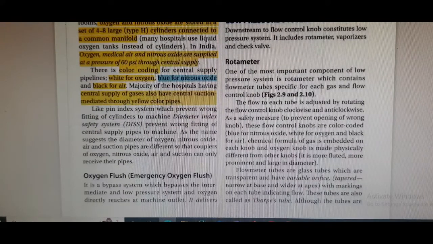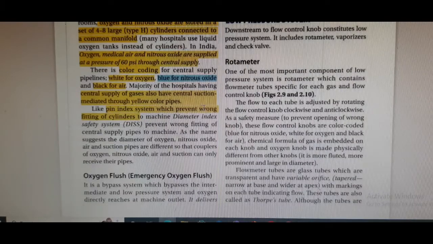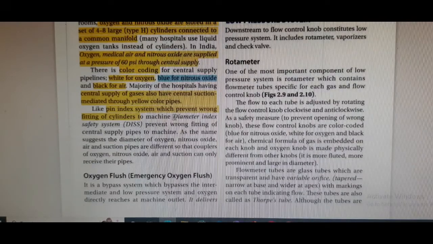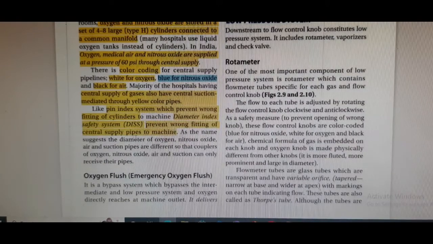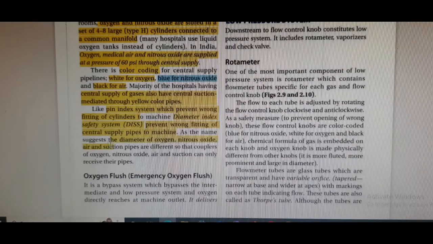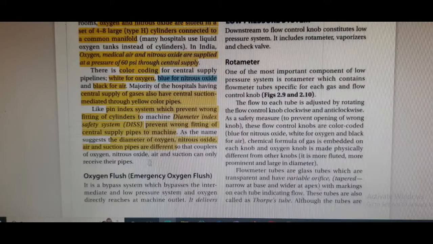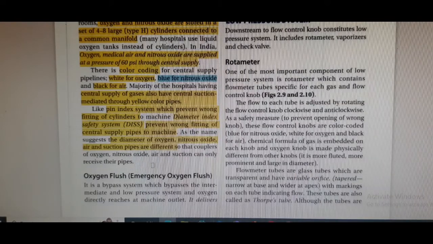Similarly, we saw the pin index system in the last video, wherein the pin index is used to prevent wrong fitting of the cylinders. The central supply also has a safety measure, the diameter index safety system, DIS, which prevents wrong fitting of the central supply pipelines to the machine. As the name suggests, the diameters of the oxygen, nitrous oxide, air, and suction pipes are different, so that they couple to oxygen, nitrous oxide, air, and suction only, so that they receive the same gases in these pipes.